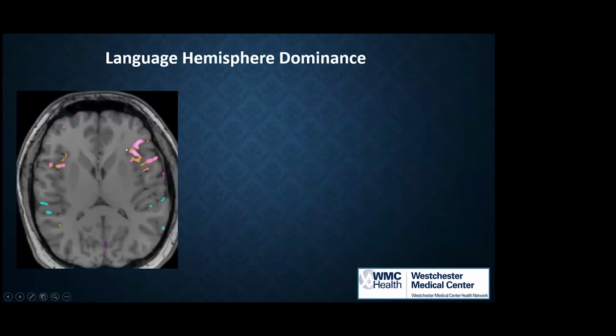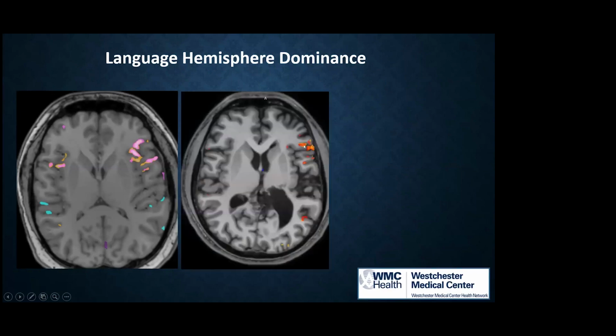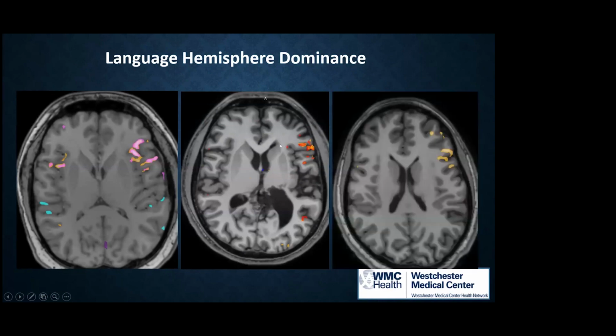Here's an example of a patient performing the verb generation task. We overlaid those two tasks on the same anatomical structural images. You can see that this patient has left-sided language dominance. Different patient, verb and word generation. Again, there's left-sided language dominance. A third patient, and guess what? There's left-sided language dominance. This is not a coincidence, as you are probably fully aware. About 85 to 90% of the general population has left-sided language dominance.